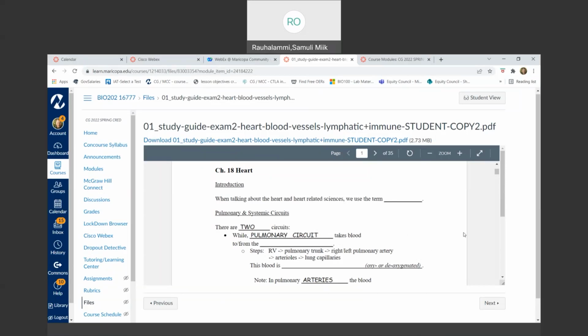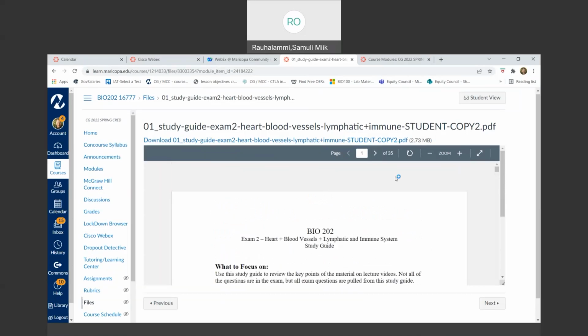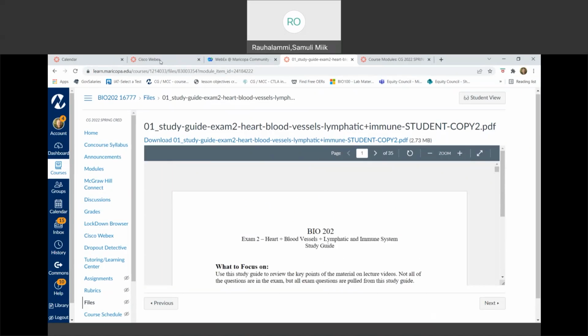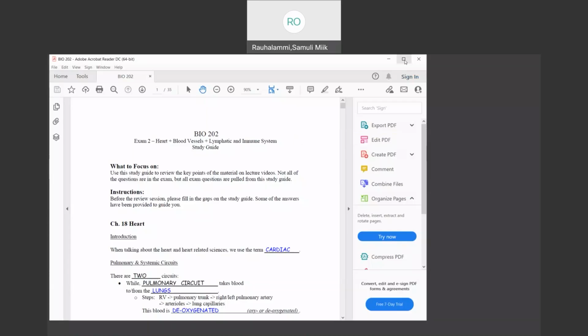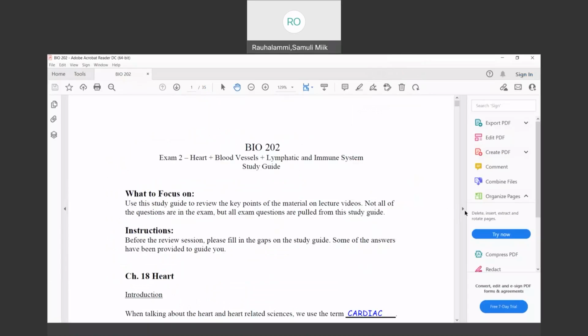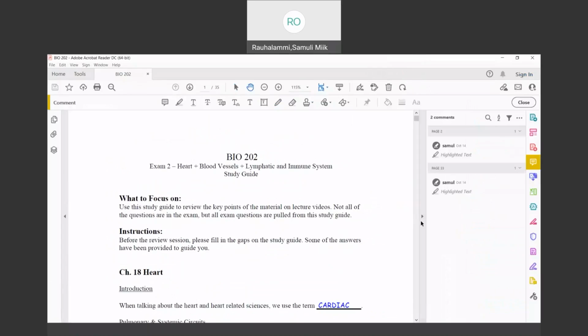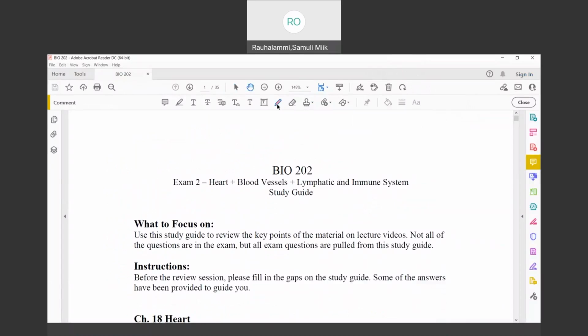Having shown you the study guide, just to be efficient with the time, I'm going to jump to the next window that I wanted to share. We'll use this one to work our way through the important points from these chapters.